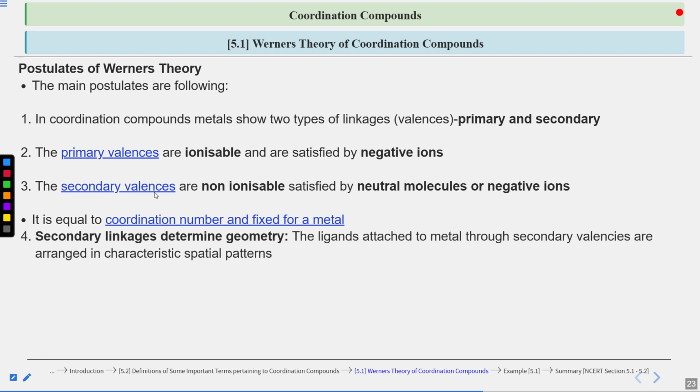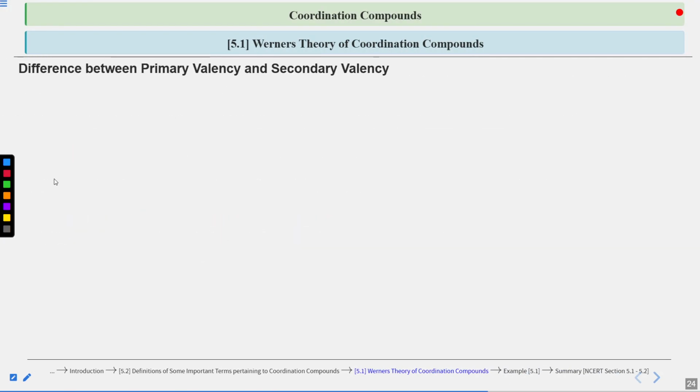Then secondary linkages determine the geometry. This is the fourth postulate of Werner's theory, that the ligands that are going to attach to the metal through the secondary valencies are arranged in their characteristic spatial patterns to give a particular geometry. Let's understand the difference between the primary valency and the secondary valency.